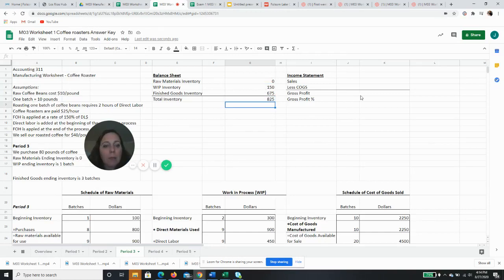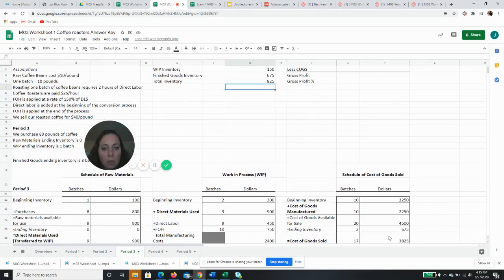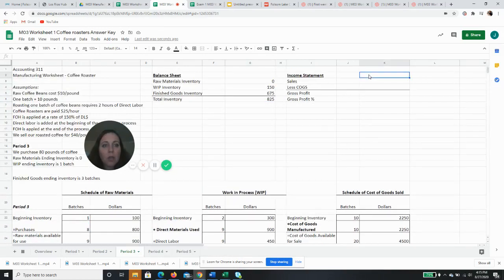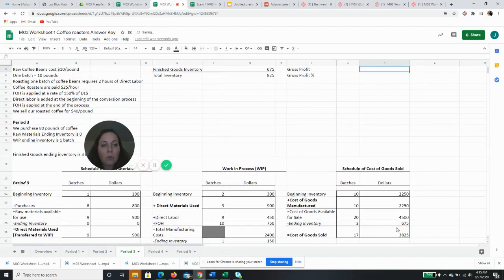But how about that income statement? All right, we sold 17 batches. Okay, so our sales are going to be 17 times 10 pounds a batch times $40 a pound. So our sales were $6,800. That is a lot better than last period. Someone may even get a bonus. All right, our cost of goods sold was $3,825.